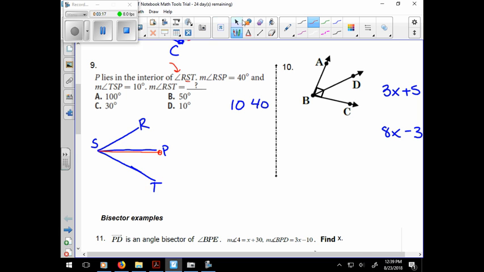Alright, so here I am, RSP is 40. So I got this 40 already made. I find my RSP and I'm sliding that in there. Then it says TSP is 10. Okay, TSP is this bottom angle, TSP. Now it wants RST. So I hope you recognize RST is the whole. So you add it, and it's a simple 50.